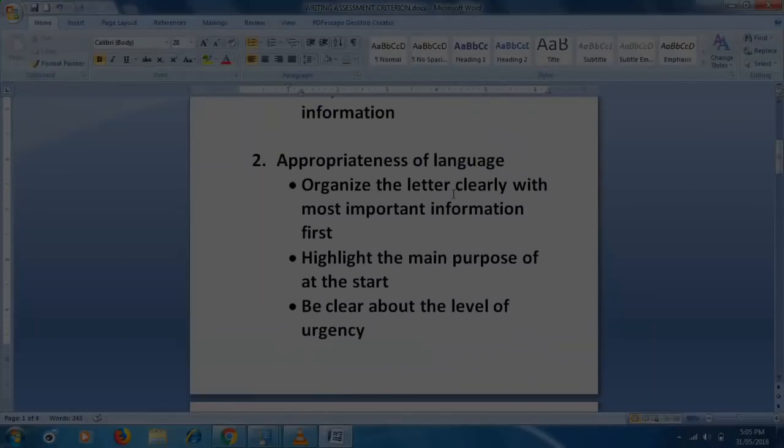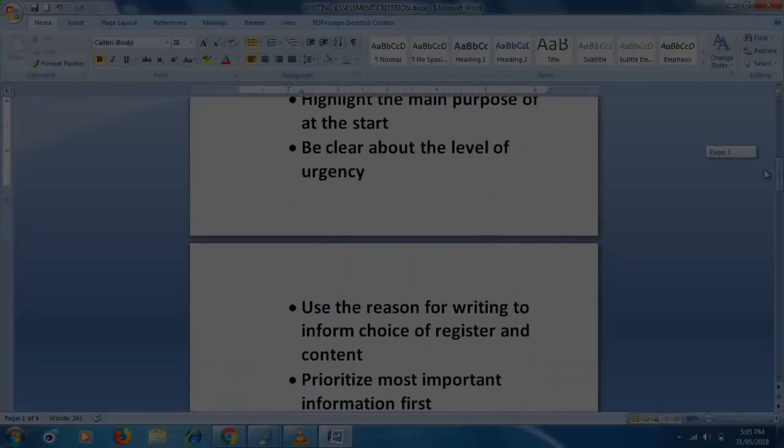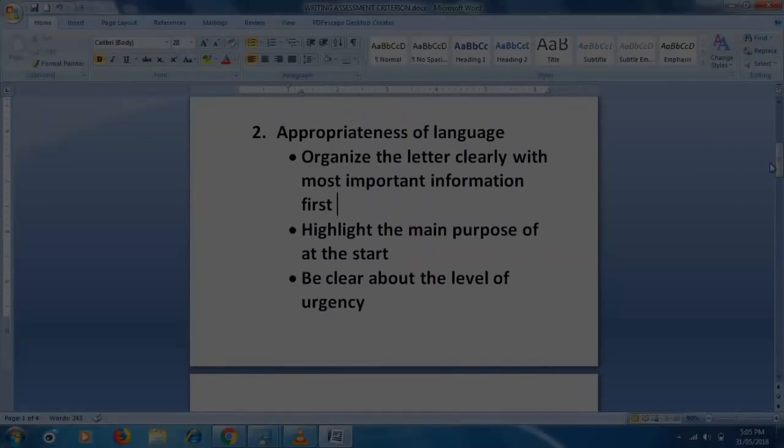Next is appropriateness of language. So the first sub-criteria in this is organize the letter clearly with the most important information first. And this is again a reflective of the third criteria, comprehension of stimulus. So you'll see that some parameters overlap, and if you don't demonstrate an understanding of the case notes and the writing task and the context, it's going to make you score poorly on different parameters, not just one.